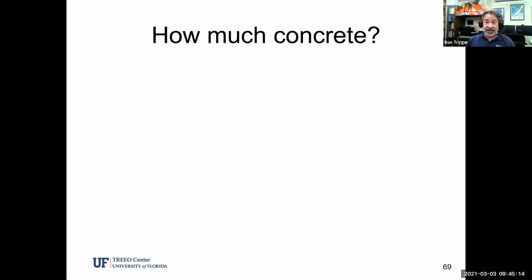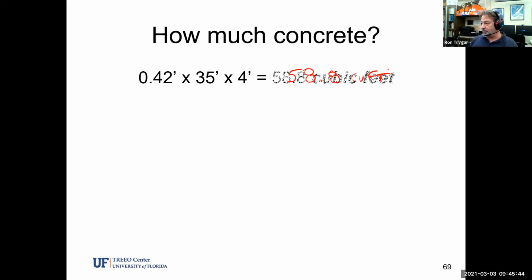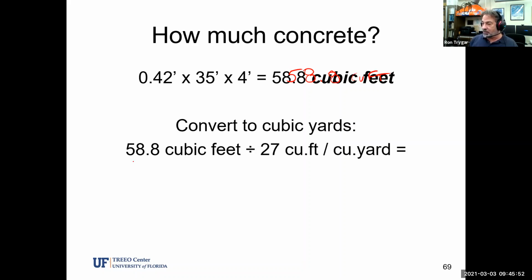And now how much concrete? We can now work cubic feet first. The first thing we're gonna do is cubic feet. So 0.42 feet, which is the thickness, multiply by the 35 foot length, multiply by 4 feet as the width. And what do we get for this? So 0.42 multiply by 35 times 4, I get 58.8 cubic feet. Let's see if we have the answer for that. Ah, we do. We have the answer showing there already. So 58.8 cubic feet.